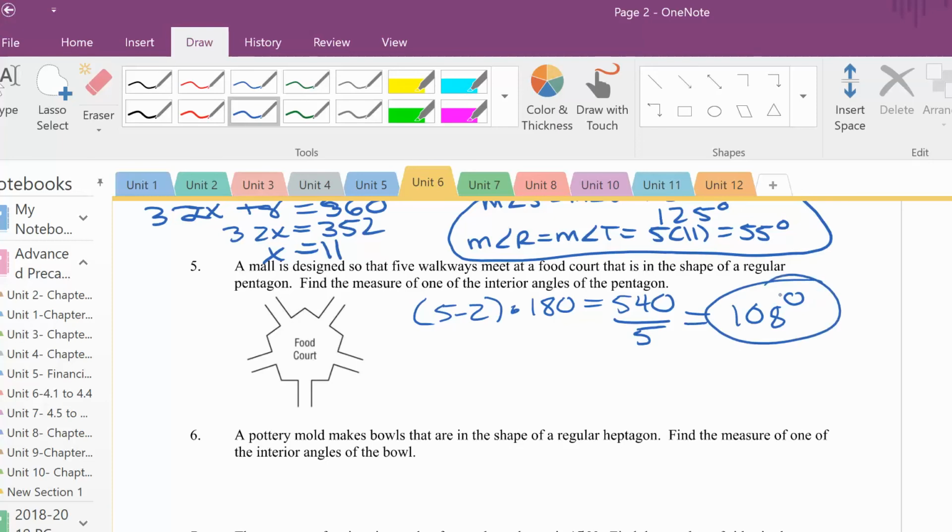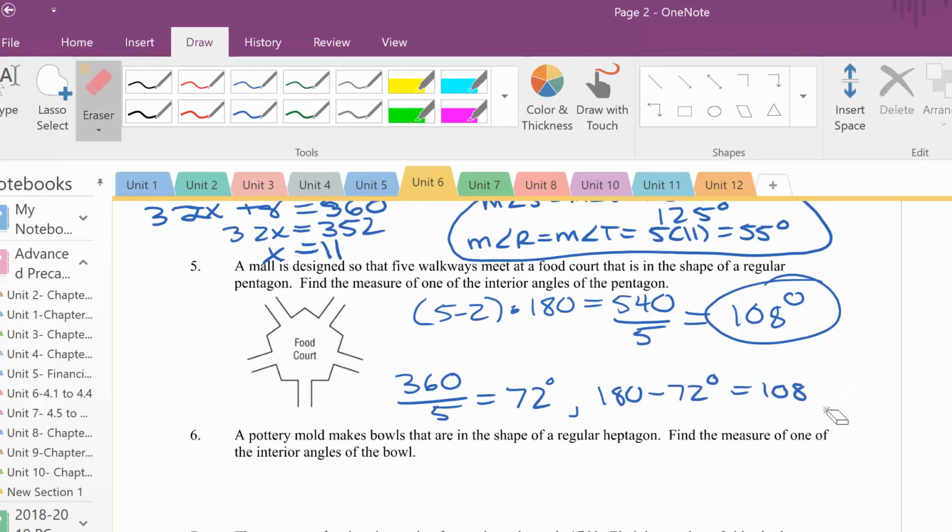You could also, if you wanted to, do it by saying one of the exterior angles is 360 divided by 5, which is 72. And remember, the relationship between interior and exterior is supplementary. So 180 minus 72 is 108. So either way is going to give you the same answer.